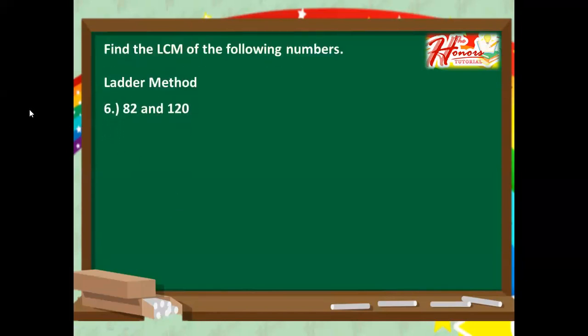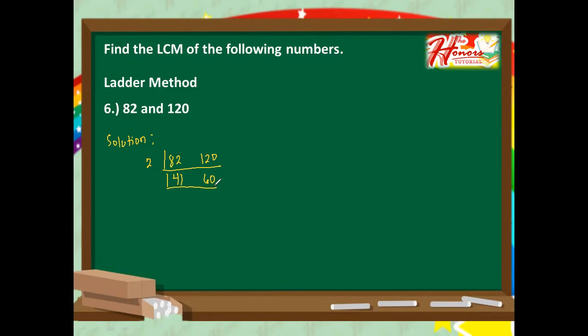So lastly, we have here 82 and 120. So let's have our solution. Let's write 82 and 120 here. Think of a prime number that can divide 82 and 120, that's 2. 82 divided by 2, that's 41. Right? 41 below 82. 120 divided by 2, that's 60.